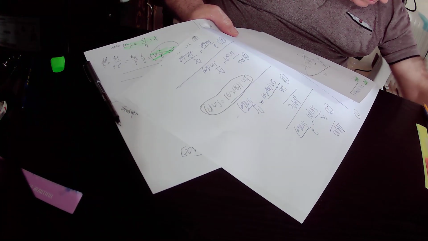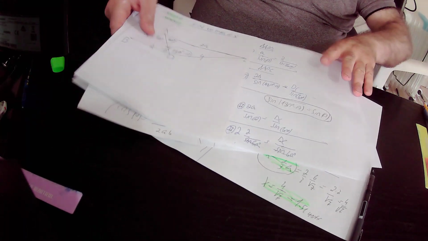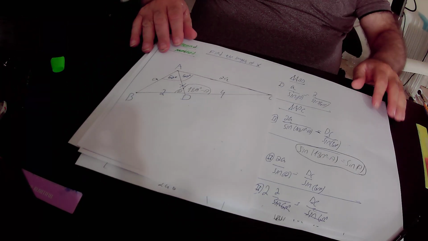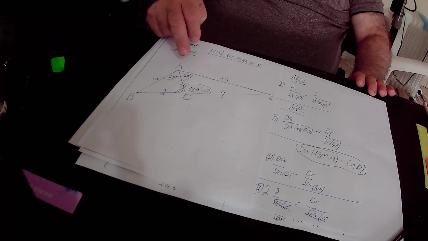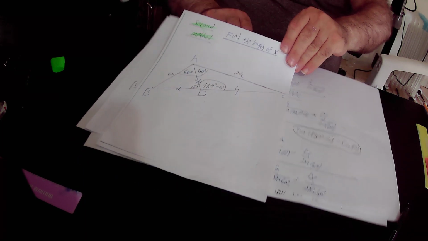Then I presented to you how to find the length of line segment X according to the second method. In the second method, we defined angle ADB as theta, therefore angle ADC must be equal to 180 degrees minus theta.